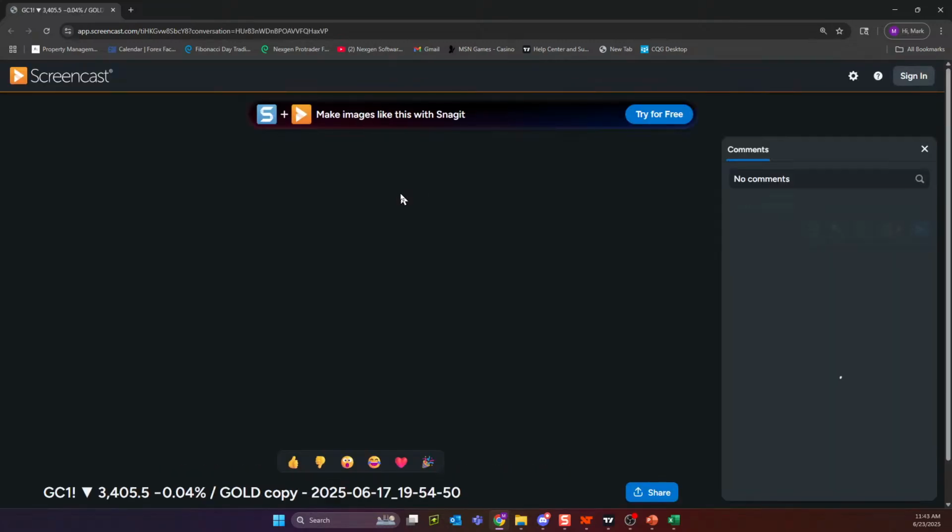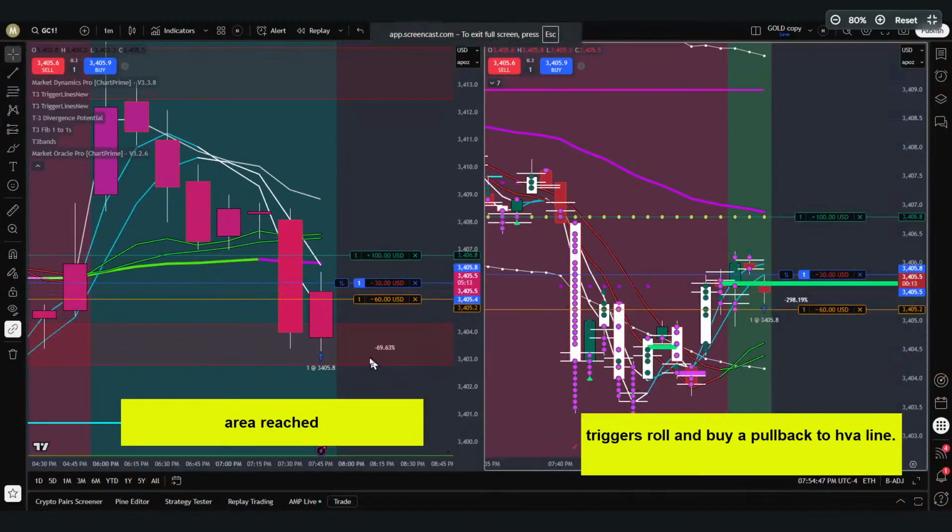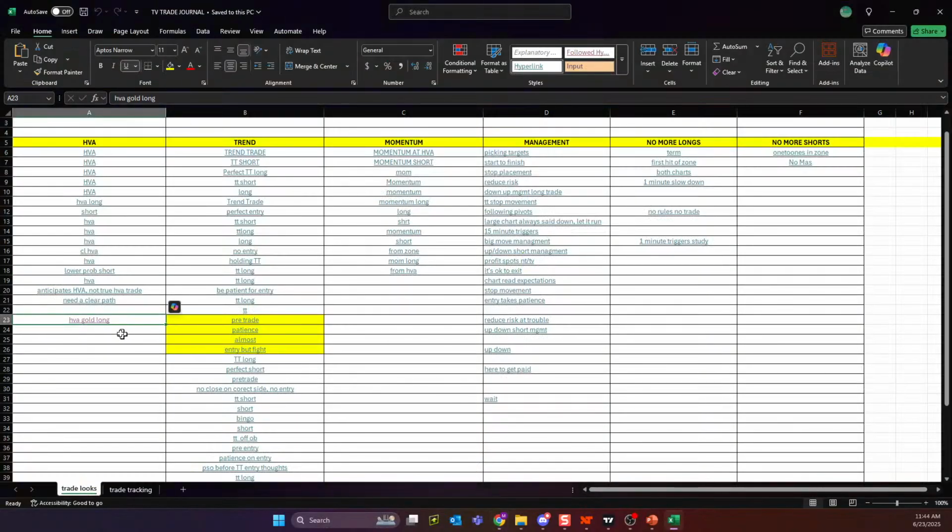So on this HVA trade, you're going to see the correlation between the two. First, you hit a zone on the big chart. When your small chart rolls and it pulls back to an HVA line, that's your long trade. Using the large chart turning points, letting the small chart show change, and using that HVA line. And that is one of the trades that you're going to see.